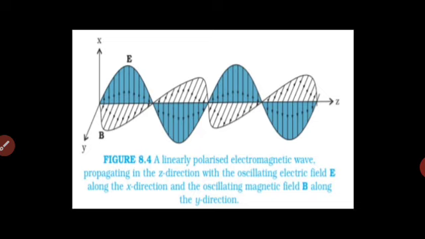Now, another important point to be noted is that these two vectors, E and B, are mutually perpendicular and also perpendicular to the direction of propagation. So we have three factors here, E, B and V, that is electric field, magnetic field and velocity, the direction of propagation. All the three are mutually perpendicular to each other.